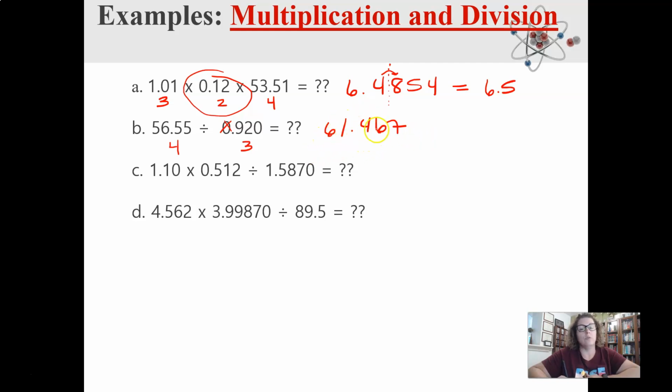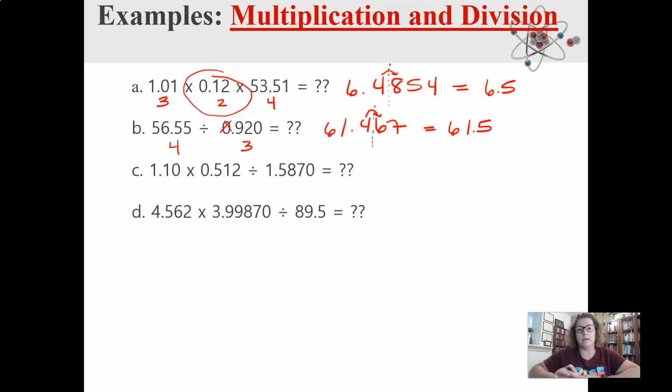So 1, 2, 3, I'm going to cut my sig figs after that 4, and same thing, the number after that 4, if it's 5 or higher, then round it up. So it comes to 61.5. Part C, I see 1.10 and then multiply it by 0.5112.